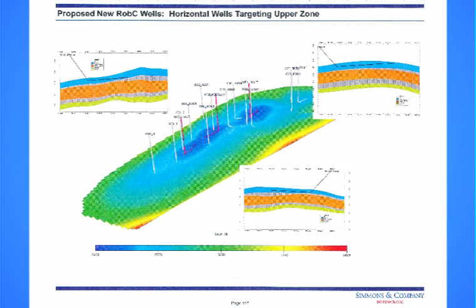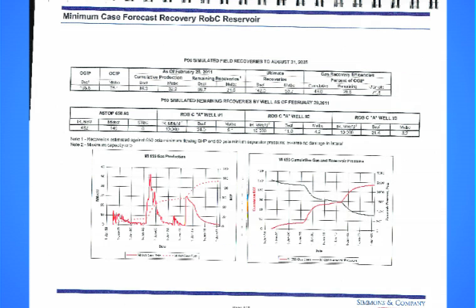The next image is the proposed new Rob C wells, the horizontal wells targeting the upper zone. You'll see a top view and 3 profile views of 3 proposed lateral wells. Ken McMillan proposed to place these horizontal laterals at the top of the structure and on strike. He also placed these laterals above the discontinuous shale interval that I spoke about earlier. The reason for placing these laterals above the discontinuous shale is to try to stay away from the water as much as possible.